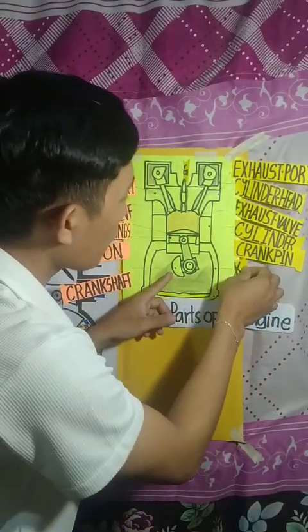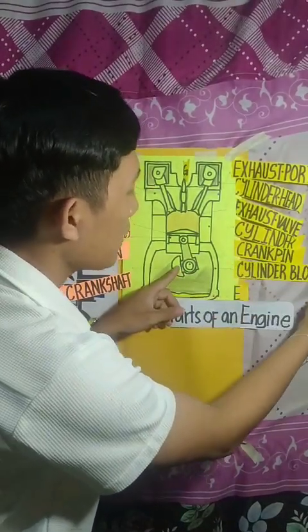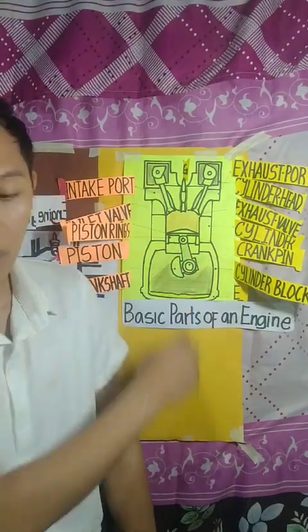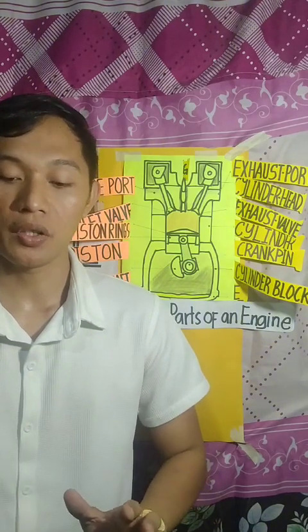Now, let's move on to the cylinder block. The cylinder block is the main structural component of an internal combustion engine, housing the cylinders, pistons, and crankshaft. It provides a strong and rigid foundation for the engine's moving parts.